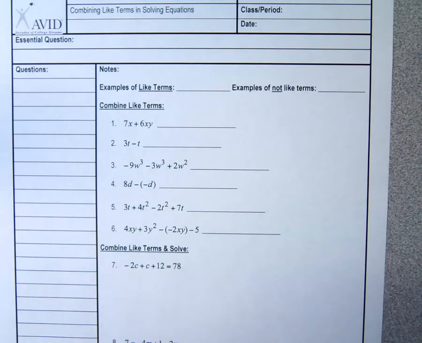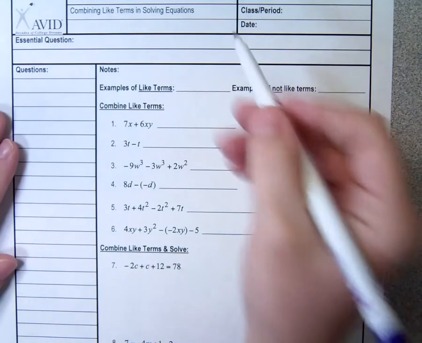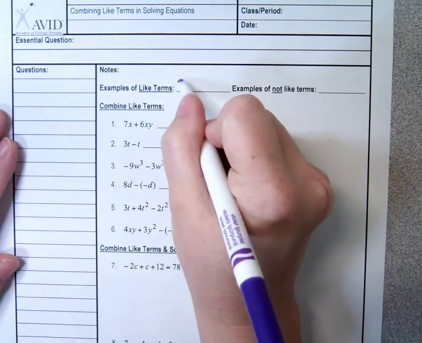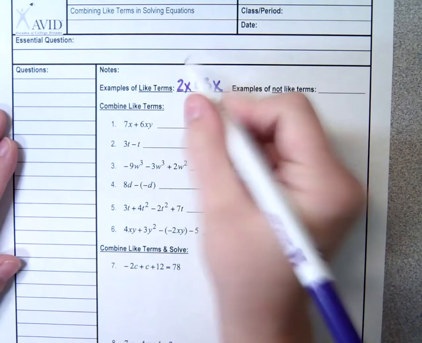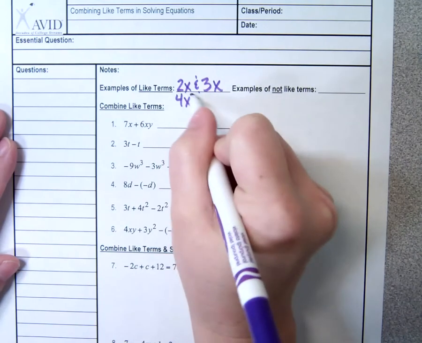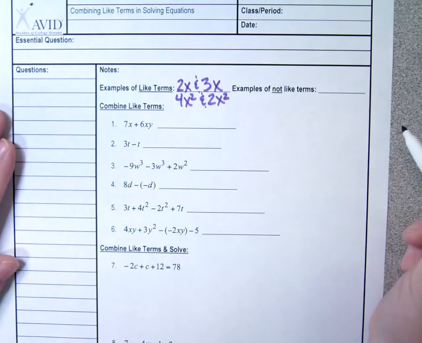Okay, today we are going to solve like terms, and then we're also going to be using that skill in solving equations. So, some examples of like terms: x and 3x, 4x squared and 2x squared. You have to have the same variable raised to the same power.